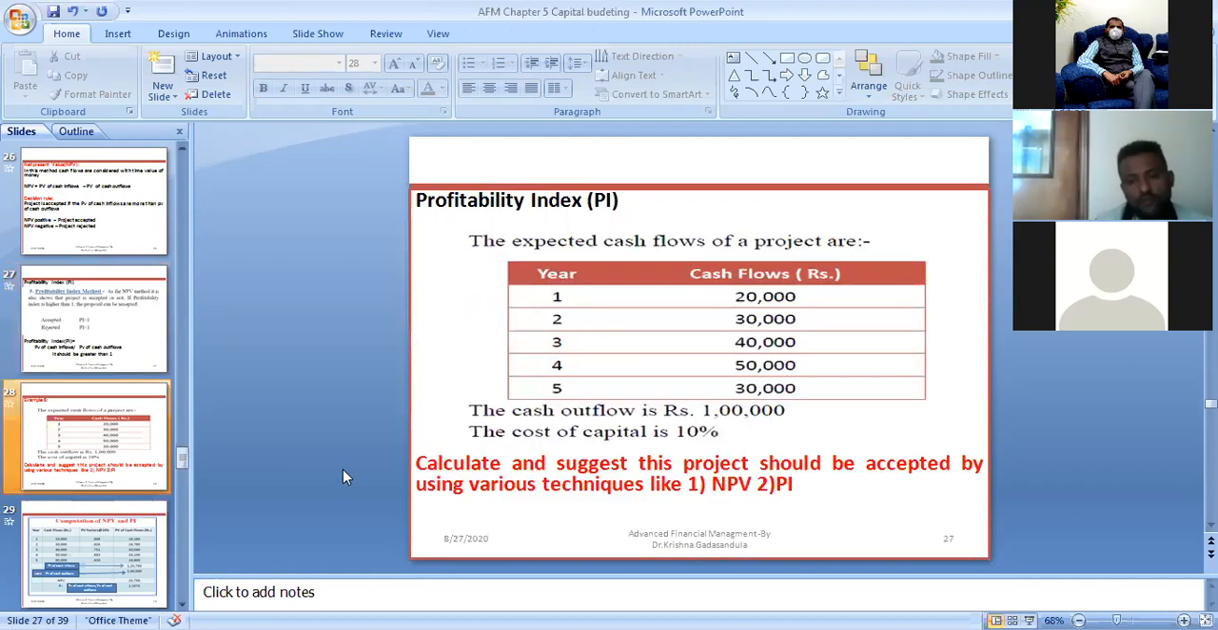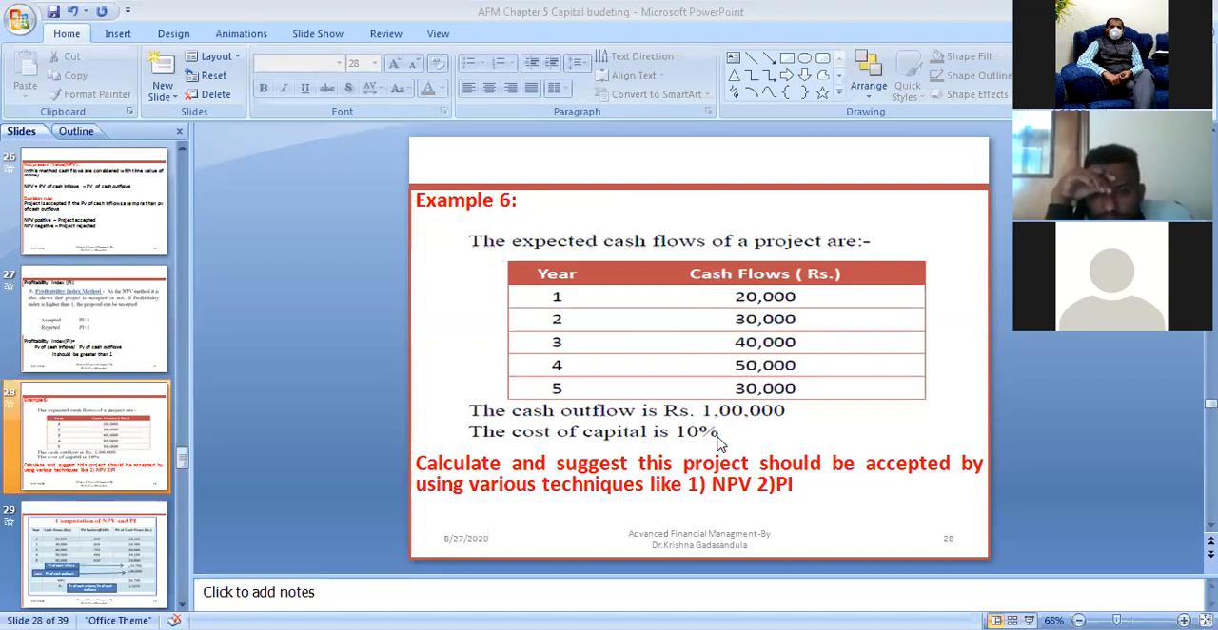Let's see how we calculate this. This is one example. The expected cash flows of a project are for how many years? The project is 5 years. The expected cash flows are 20, 30, 40, 50, 30. The cash outflow means the investment.